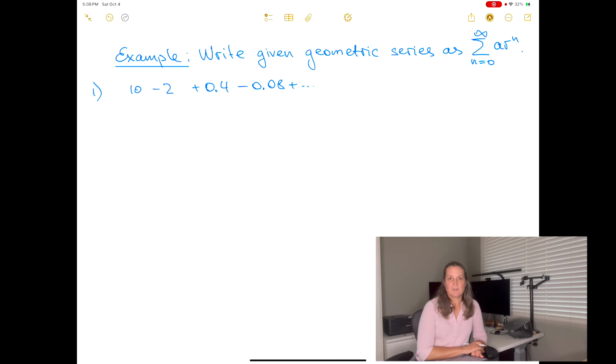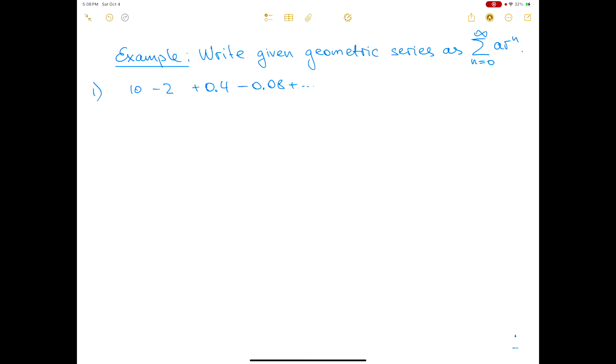This is a very valuable skill, to be able to recognize a geometric series when you see one, so let's practice doing exactly that. Write the given infinite series as a geometric series in the form sum, where index n changes from 0 to infinity, of a constant a multiplied by a constant r raised to the power of n. Let's say we have the series 10 minus 2 plus 0.4 minus 0.08.